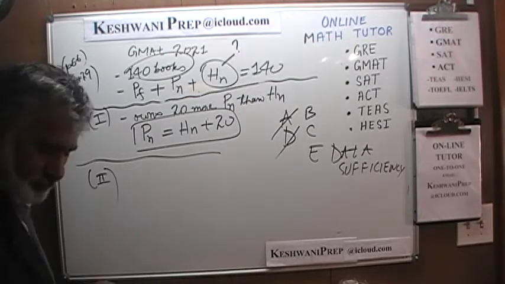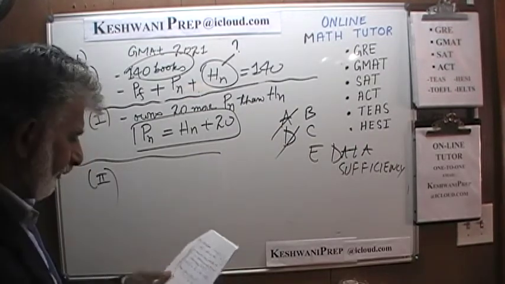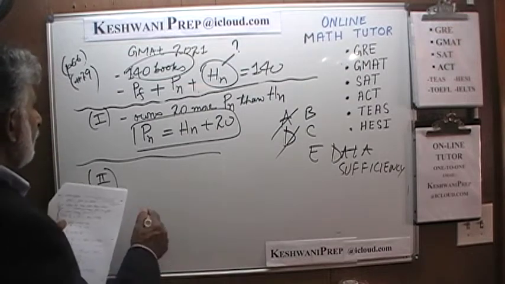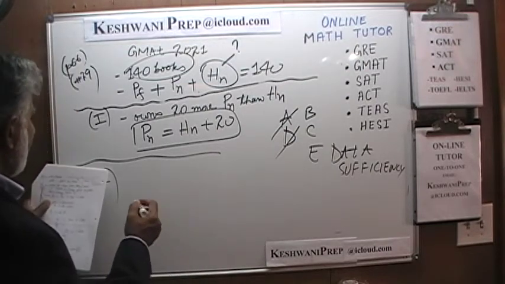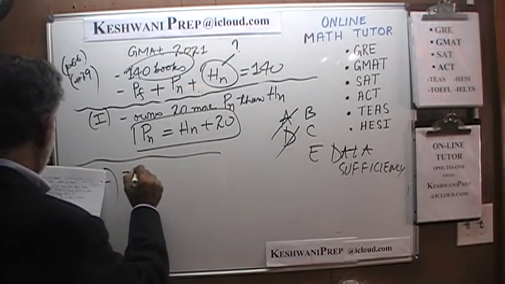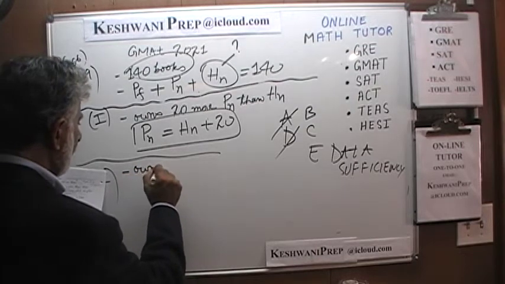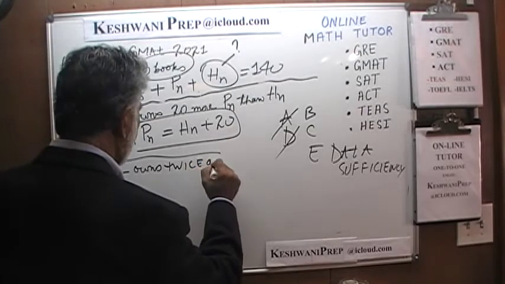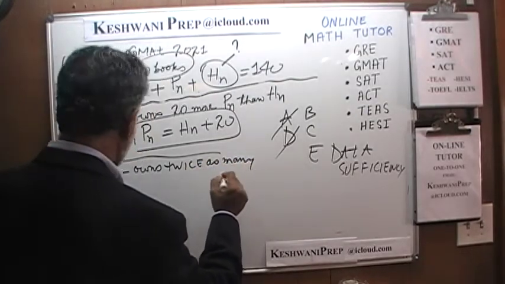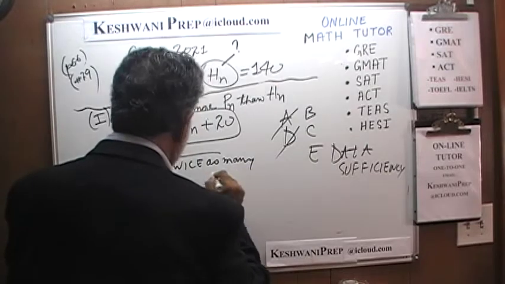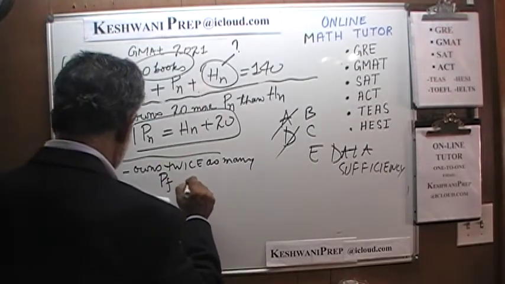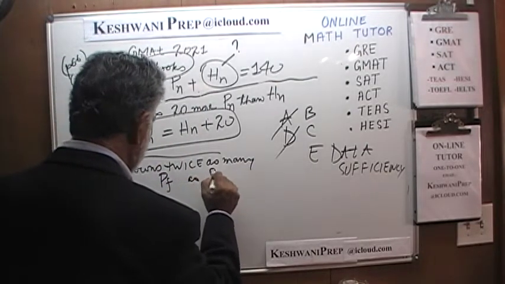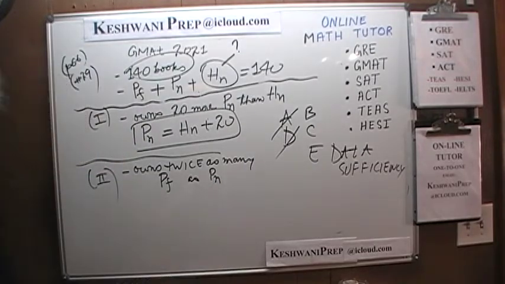The second statement tells us that we own twice as many paperback fiction as paperback nonfiction. I always have to pay attention so that I don't mess it up. It's very easy to make a mistake. And that's our third equation right here.